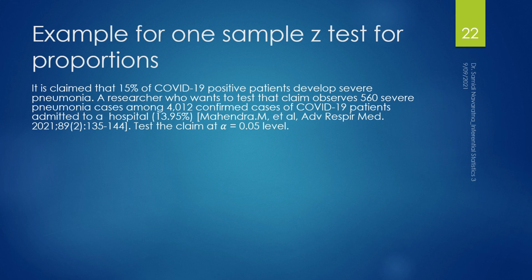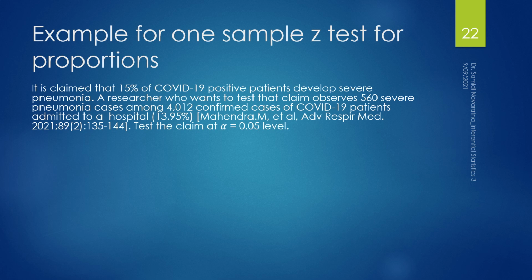Let's look at an example for one sample z-test for proportions. It is claimed that 15% of COVID-19 positive patients develop severe pneumonia. A researcher who wants to test that claim observes 560 severe pneumonia cases among 4,012 confirmed cases of COVID-19 patients admitted to a hospital. That is 13.95%. Test the claim at alpha equals 0.05 level.